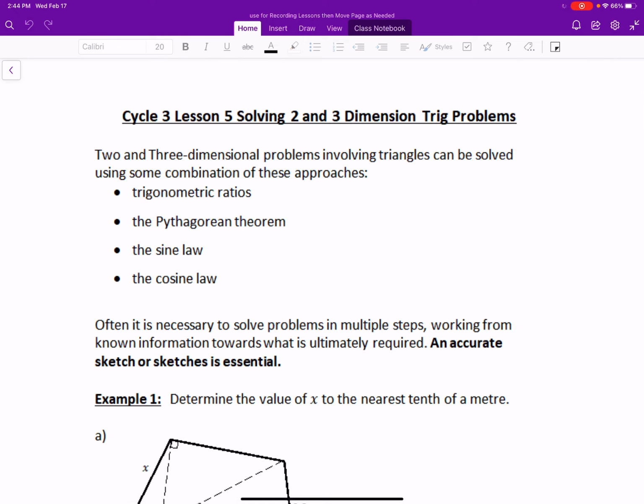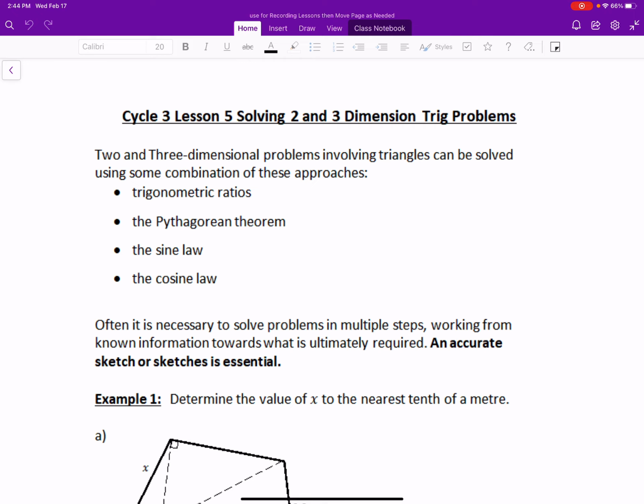In this lesson, we're going to look at solving problems involving trigonometry, sometimes in 3 dimensions as well, which just means that you have to be able to visualize the problem in 3 dimensions. The actual triangles are still something that are presented in 2 dimensions. So anyway, 2 and 3-dimensional problems involving triangles can be solved using some combination of the following approaches.